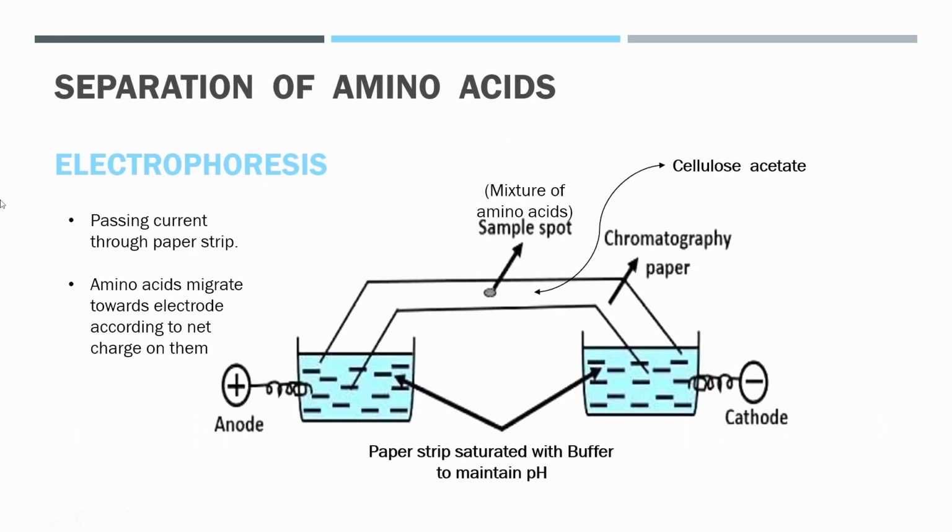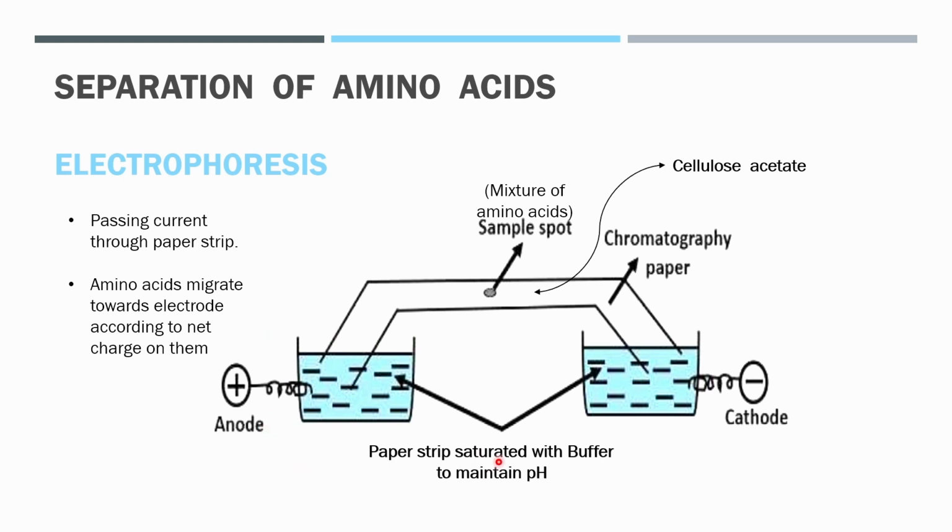Moving on to the final topic of this lecture, which is the separation of amino acids. Amino acids are separated through a method called electrophoresis, which is actually based on pH control and the electric charge present on an amino acid. So it is a really simple method to separate a mixture of amino acids.